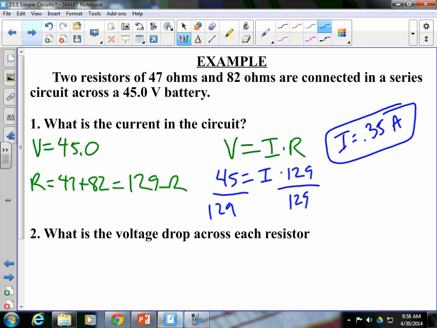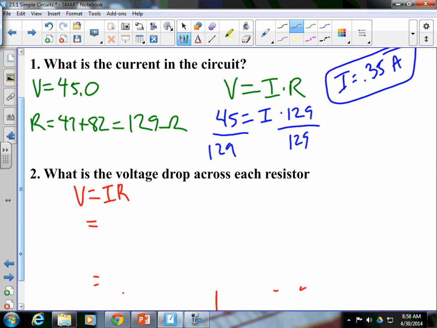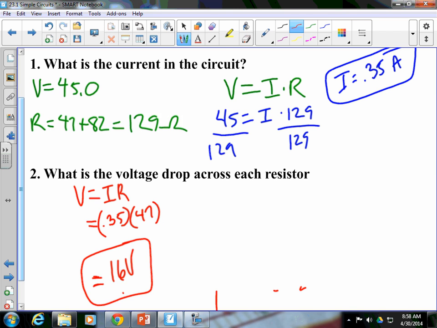Next, question number 2 is asking what is the voltage drop across each resistor? Well, again, we want to solve for voltage. Voltage is equal to current times resistance. In the first resistor, the current is 0.35 since that's the current throughout, and the resistor is 47 ohms. 0.35 times 47 ends up equaling 16 volts for our first resistor.